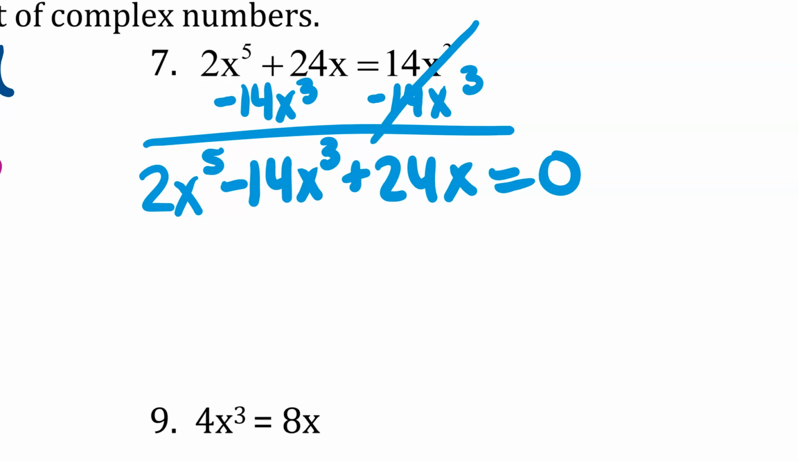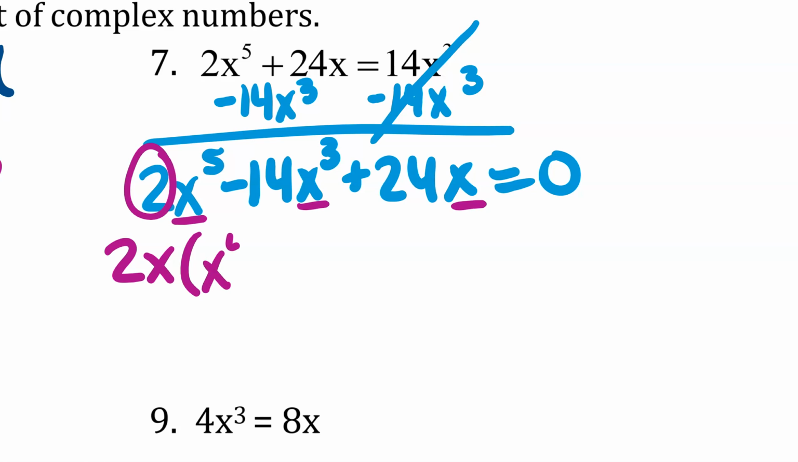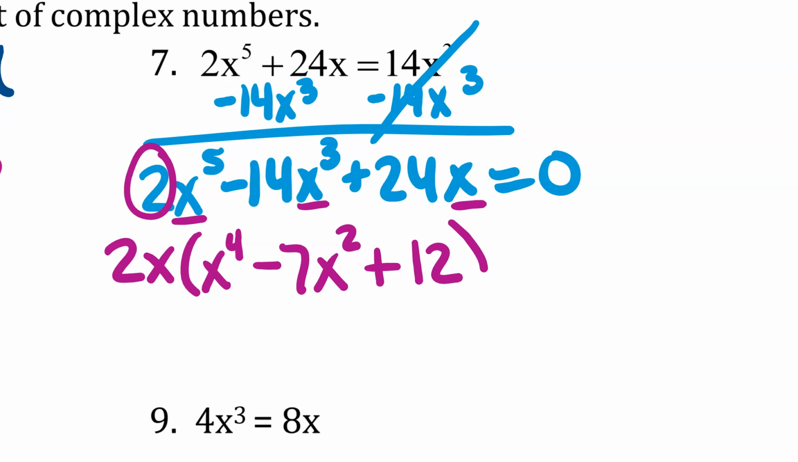Now, I'm looking at this and they all have x's, so I should probably factor out an x. And let's take out that 2 so then I have an easy trinomial again, because that would be nice. Okay, so I have 2x on the outside, and then I have x to the 4th minus 7x squared plus 12.